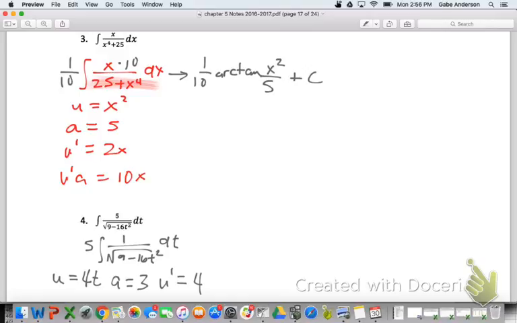So I look at what I've got there. The top is supposed to be u prime for arcsine, and it's not. It's 1. So how do I fix it? Times 4, divide by 4. That's right. Multiply by 4, divide by 4. So my final answer would be 5/4 arcsine of 4t over 3 plus c.